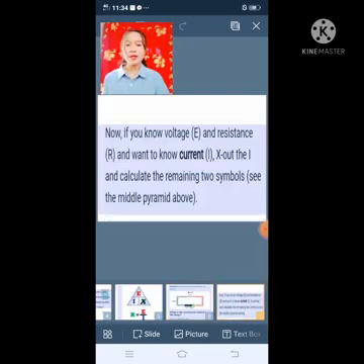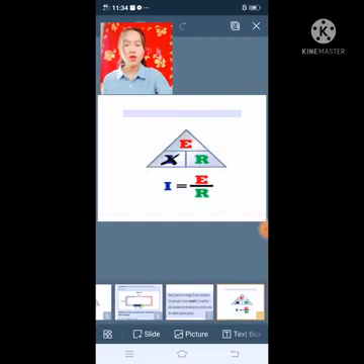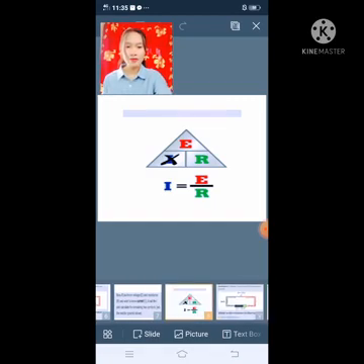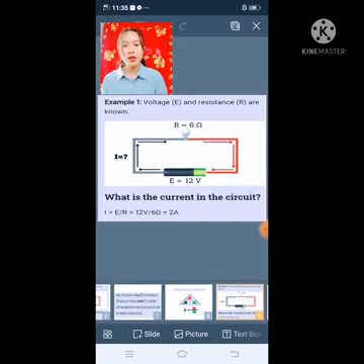The second one is, now, if you know voltage and resistance and want to know current, X out the current and calculate the remaining 2 symbols. So, here's the formula. Let us X out the current. I is equal to voltage over resistance. Here's the example. Voltage and resistance are known. So, what is the current in the circuit? That is, current is equal to voltage over resistance.